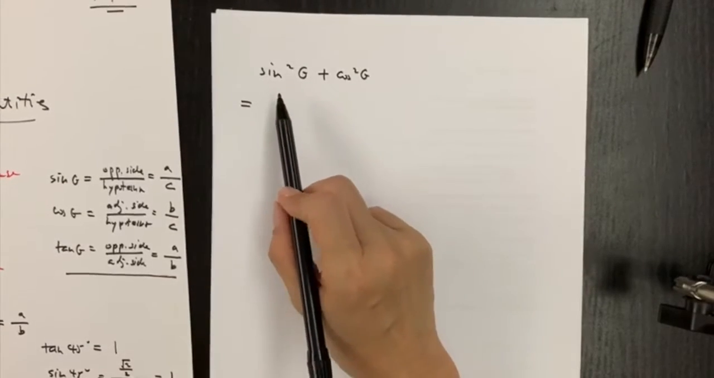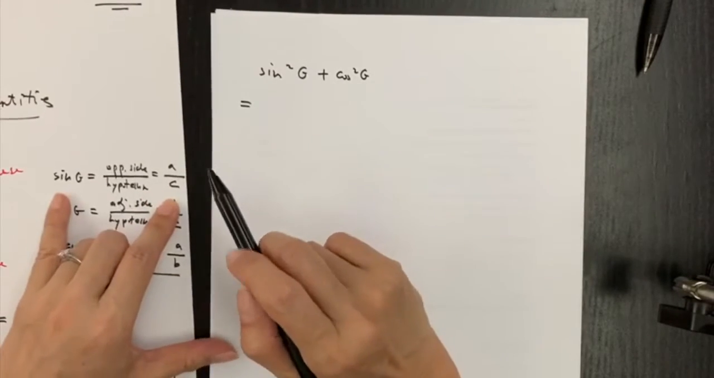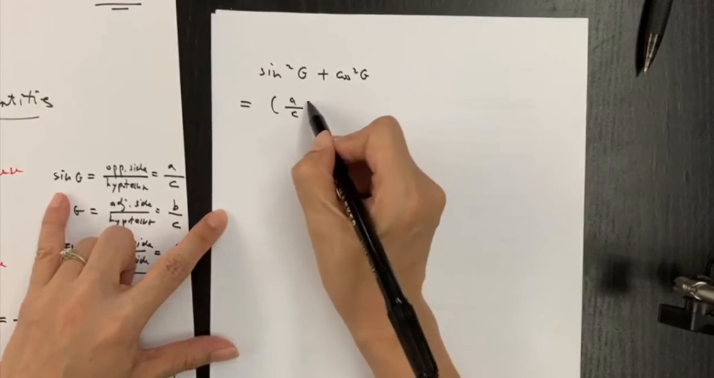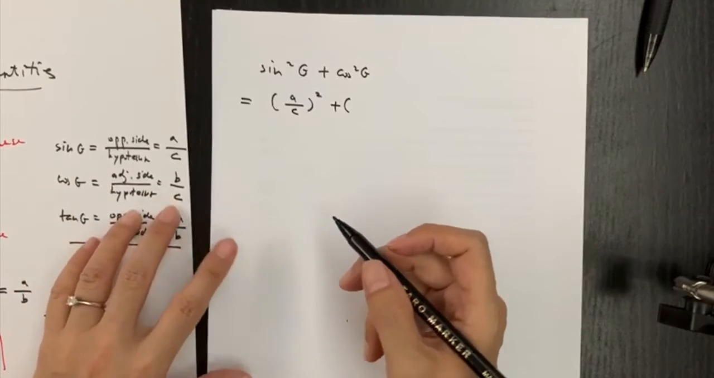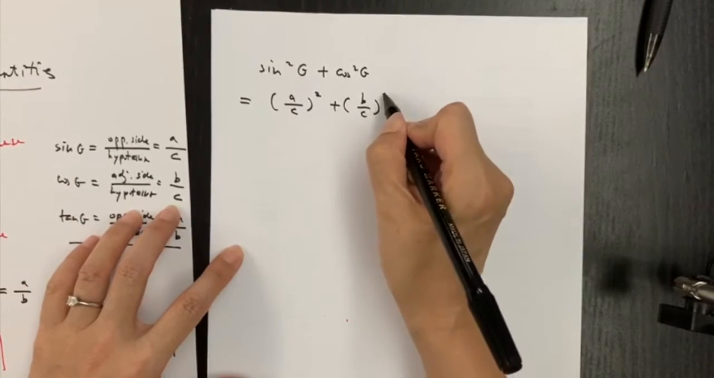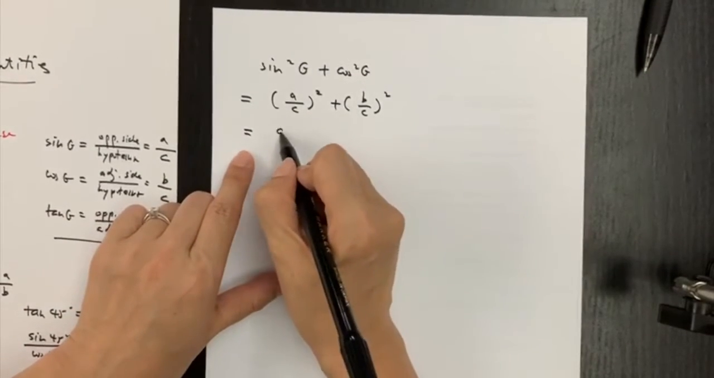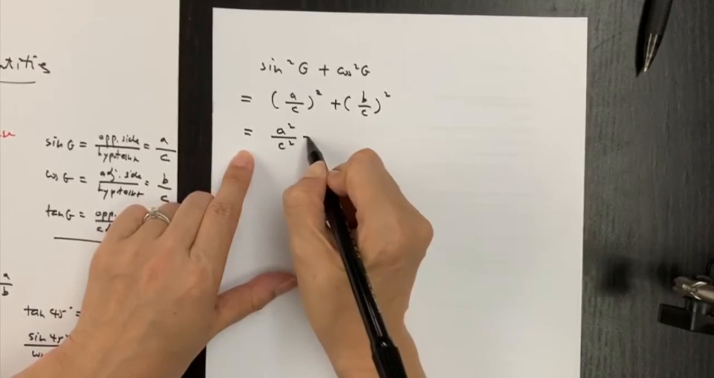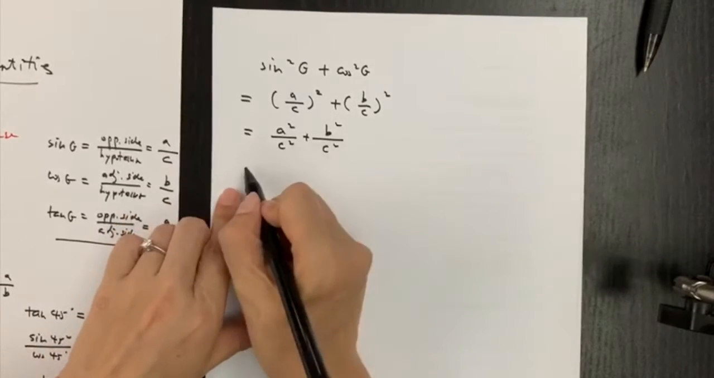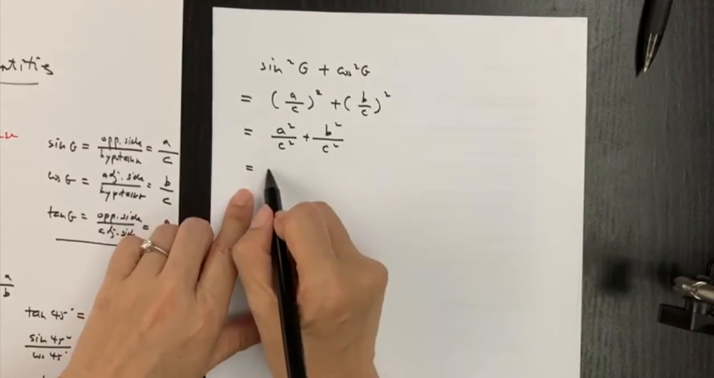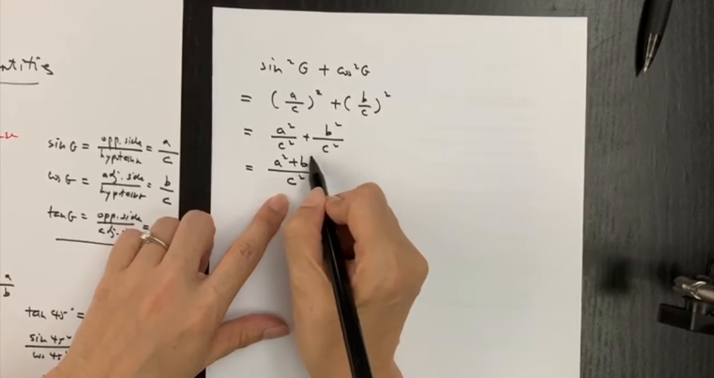Okay, next, let's look at the value of sine square theta plus cosine square theta. Sine theta is equal to A over C, all squared, plus cosine theta, which is B over C, all squared. Simplifying, that would be A square over C square plus B square over C square. Now I have the same denominator, so I can simply put C square and combine them: A square plus B square.